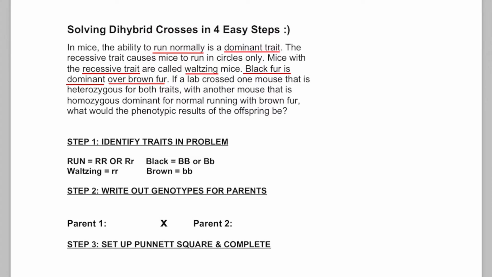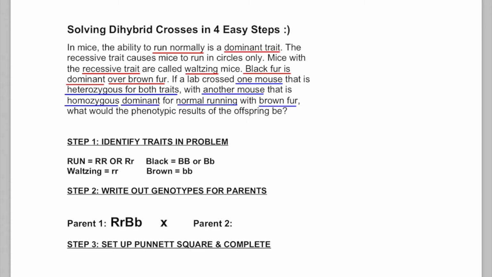Now that I've listed both the phenotypes and the genotypes for both traits in this problem, I'm going to move on to step 2. Step 2, write out the parent genotypes from the problem. The problem states if a lab crossed one mouse, underline that is heterozygous for both traits with a mouse that is homozygous dominant for normal running and has brown fur, what would the phenotypic results of the offspring be?